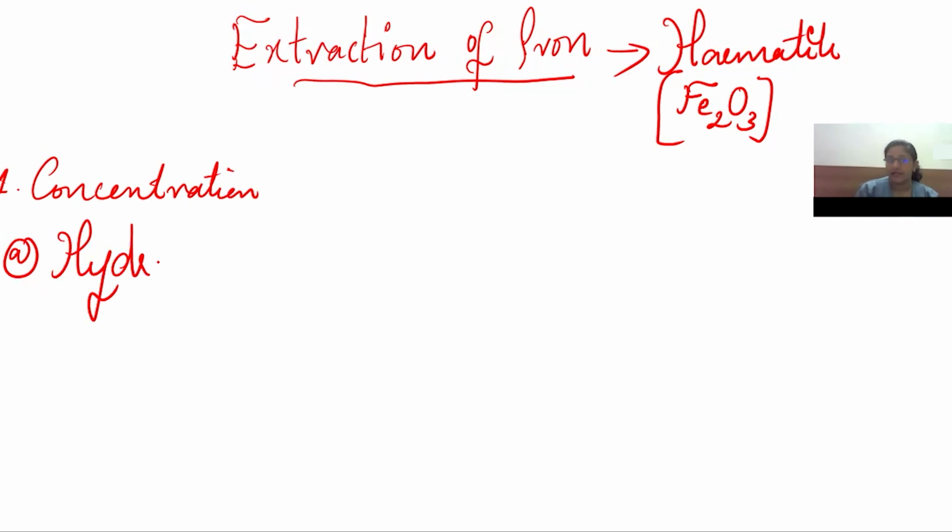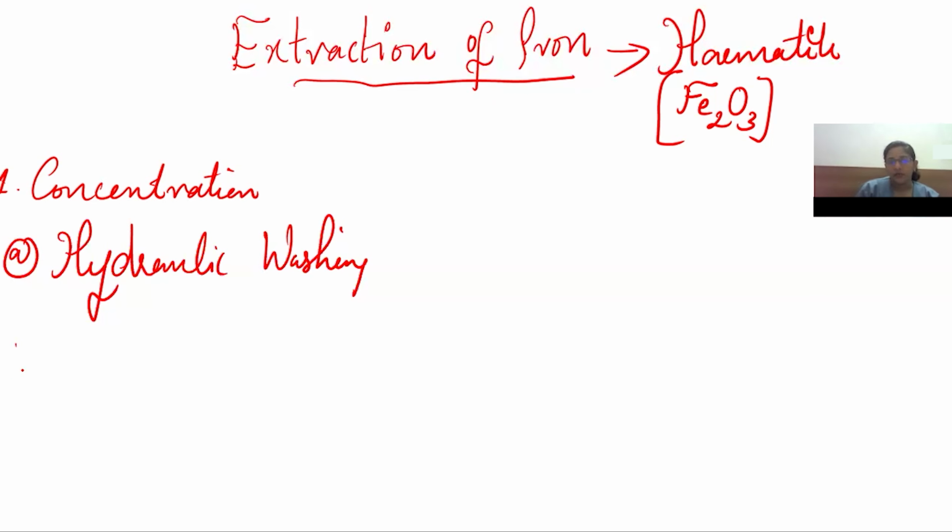The first one is hydraulic washing. What does hydraulic washing mean? We have to wash it with water so that the lighter impurities go off. Okay, so we get the pure ore.